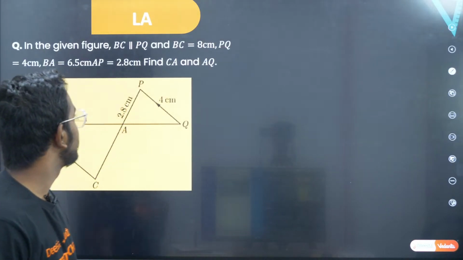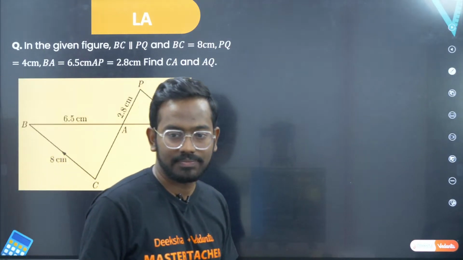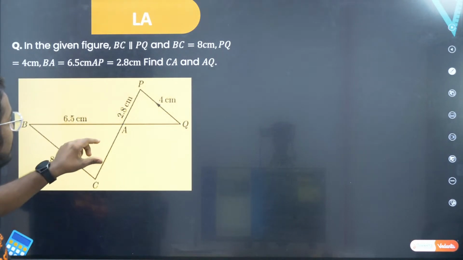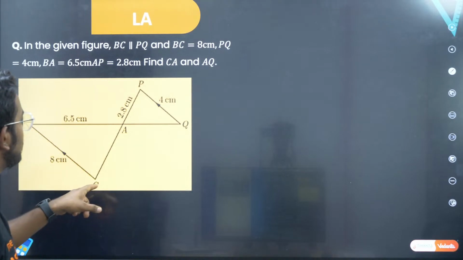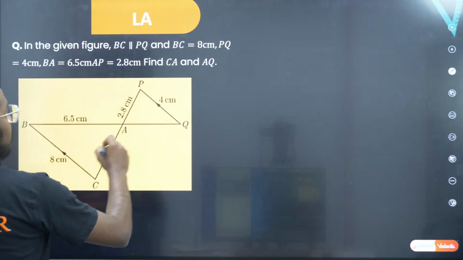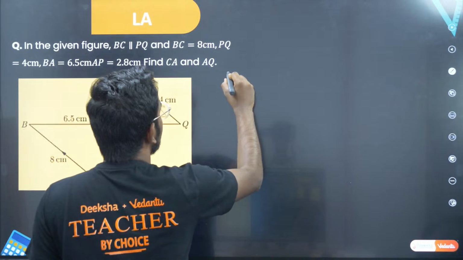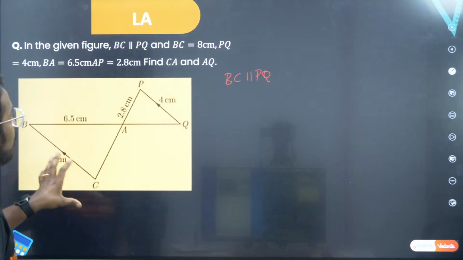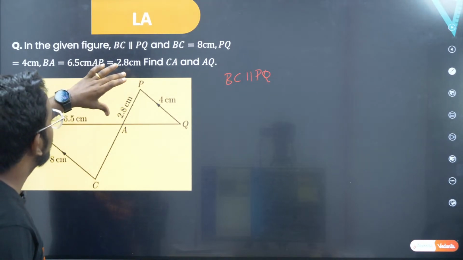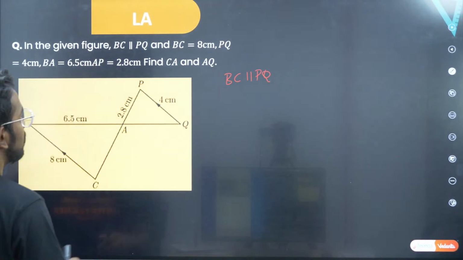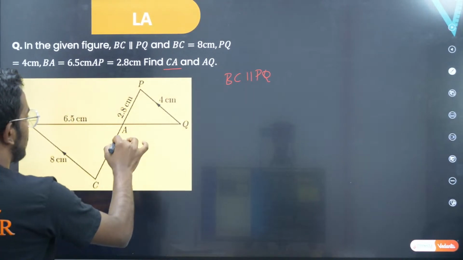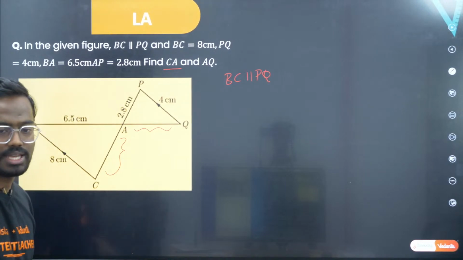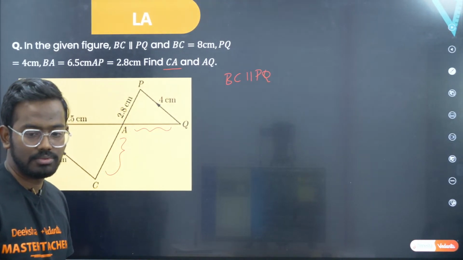Okay, so probably the last question for the day. This question says, in the given figure, BC is parallel to PQ. BC is parallel to PQ, given. They've given what BC is, what PQ is, what BA is, and what PA is. All these things are given. My job is to find what CA is. So my job is to find this, and AQ, this. So these two sides are to be calculated now, right?